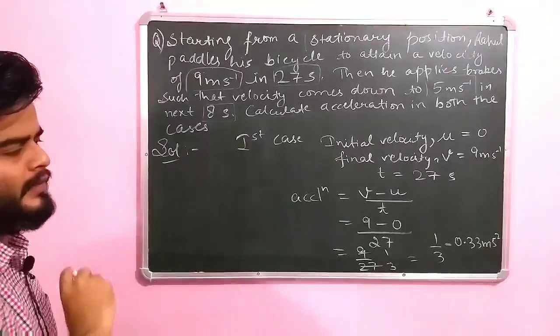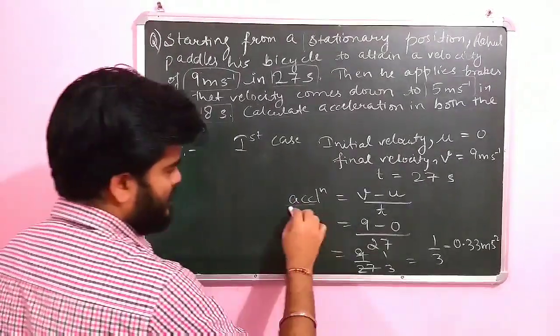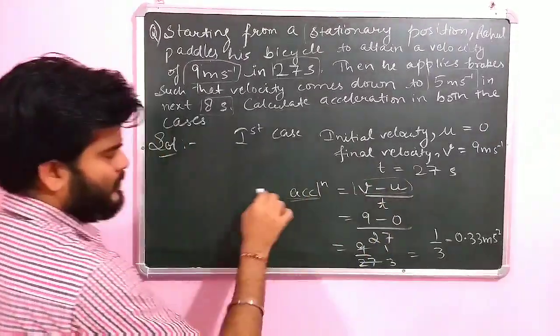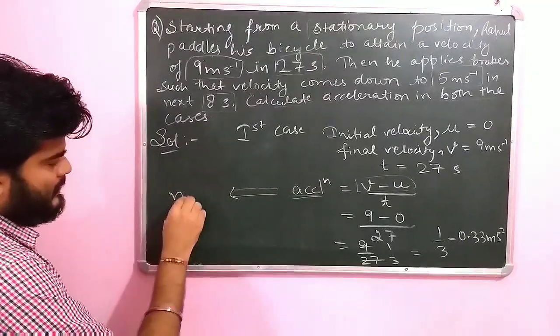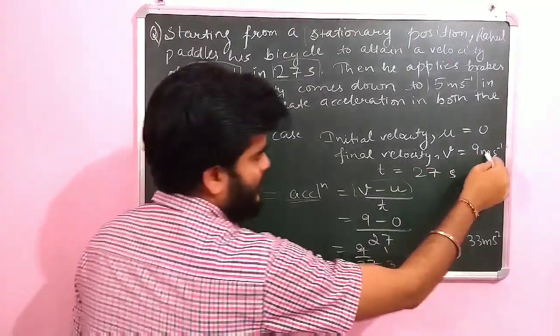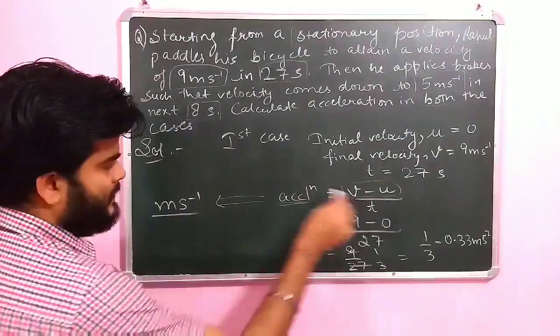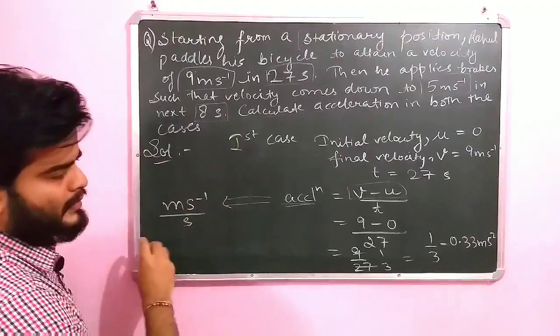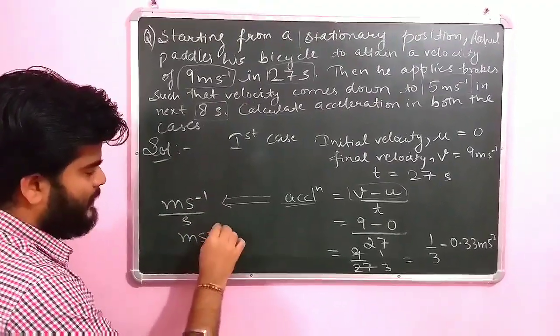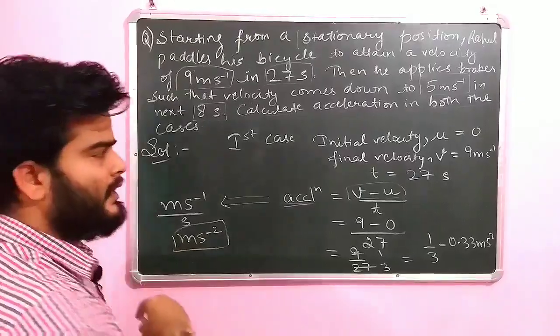Why is this meter per second square? Because you can see, students, this is the velocity. So in the numerator, the unit of velocity is meter per second, and in the denominator the unit of time is seconds. So when this also comes in the denominator, it will become meter per second square.